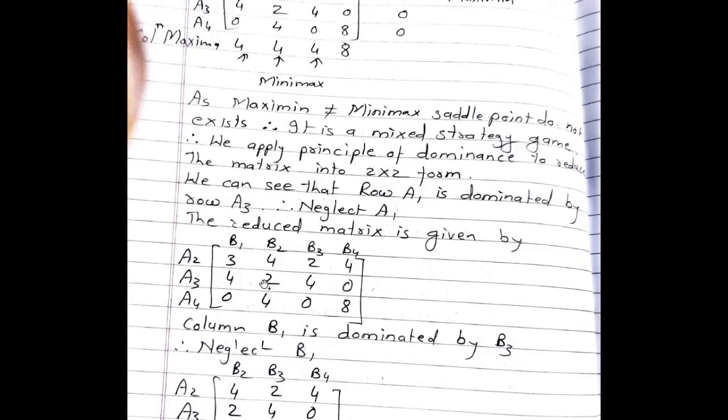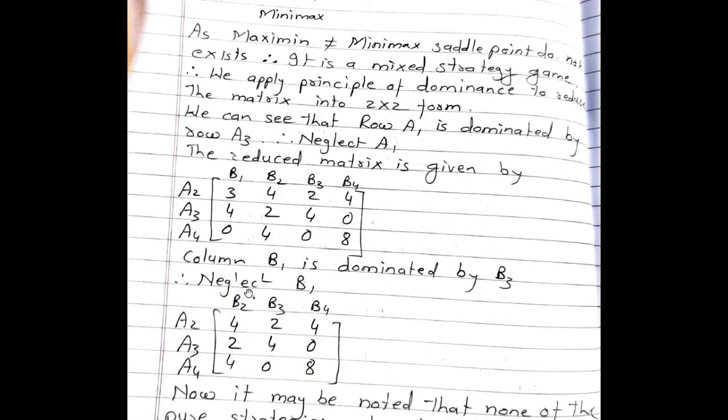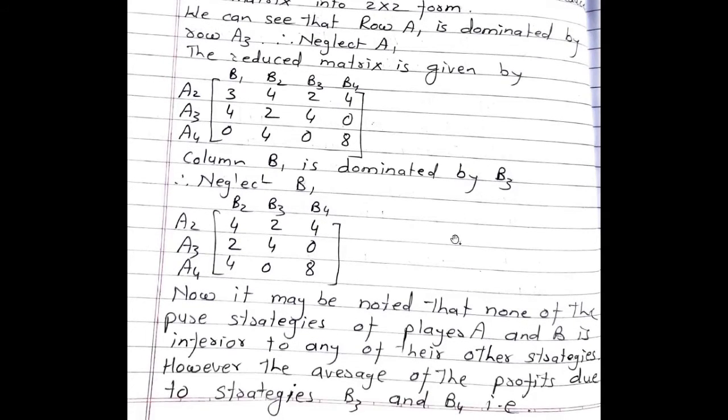Therefore, B makes payment so neglect in this case. See, 3 is greater than 2, 4 is equal to 4 and 0 is equal to 0. So B1 gets neglected. Then A2, A3, A4, B2, B3, B4. This is a 3 by 3 matrix.